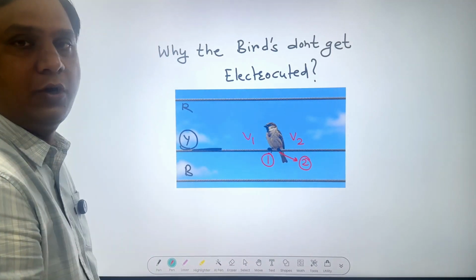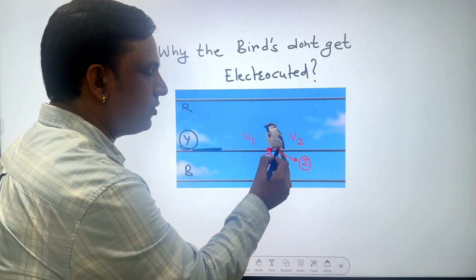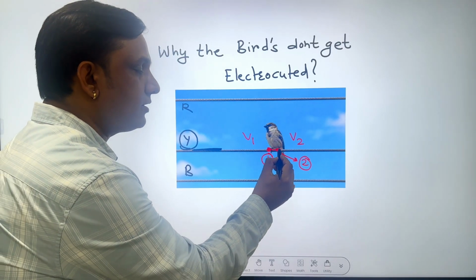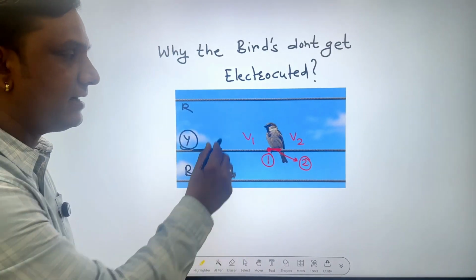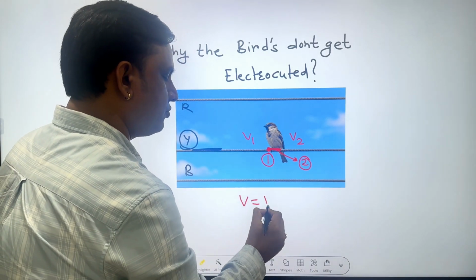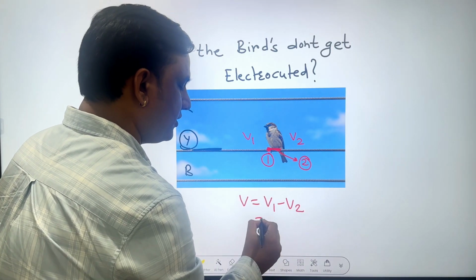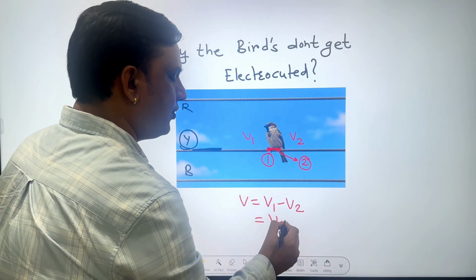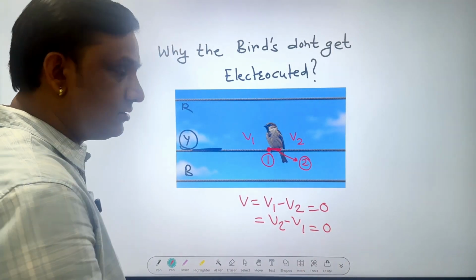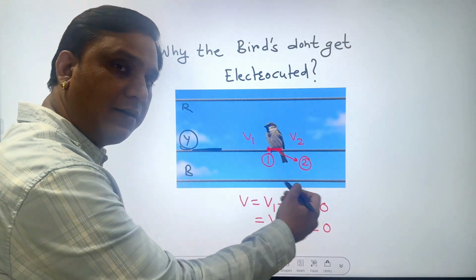As these 2 points are points of the same line, or in other words, as these 2 points are short circuited, we can say the potential difference of these 2 points, that is V, is equal to V1 minus V2, or which can be written as V2 minus V1, is equal to 0. Because these two are short circuited points, it means V1 and V2 both are the same.